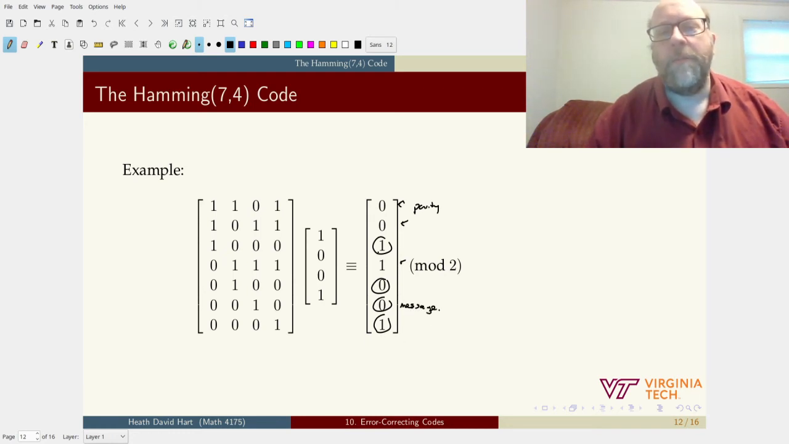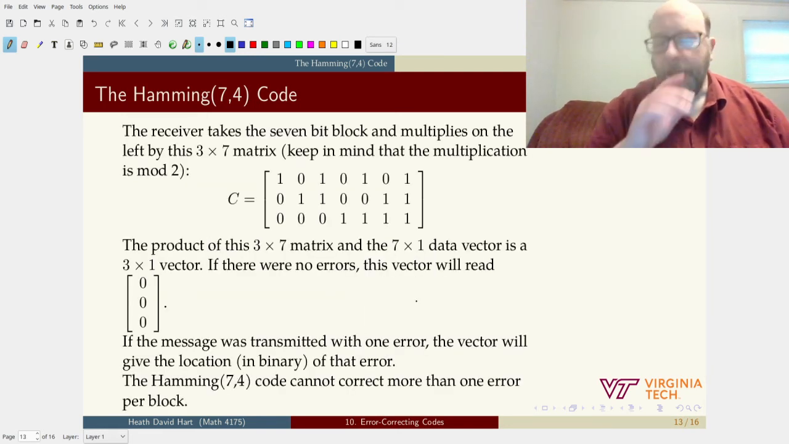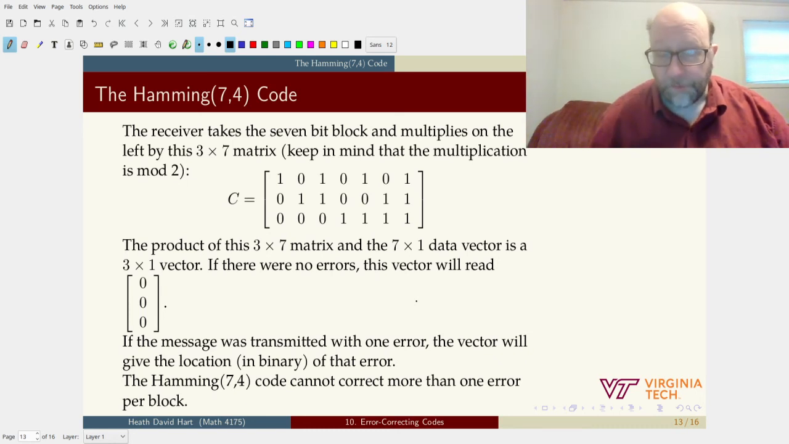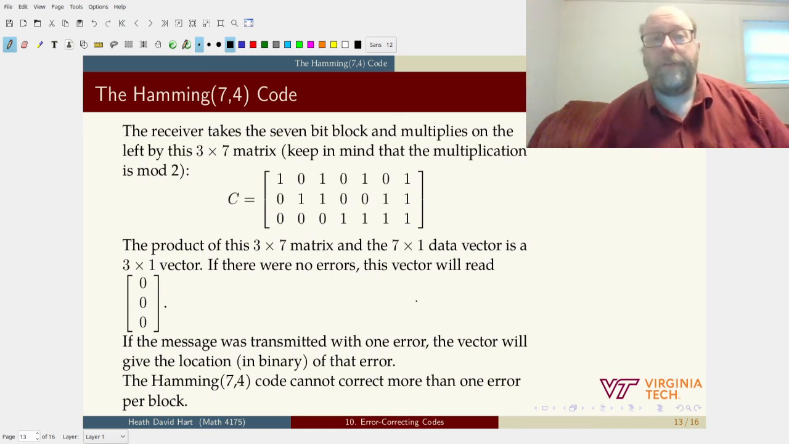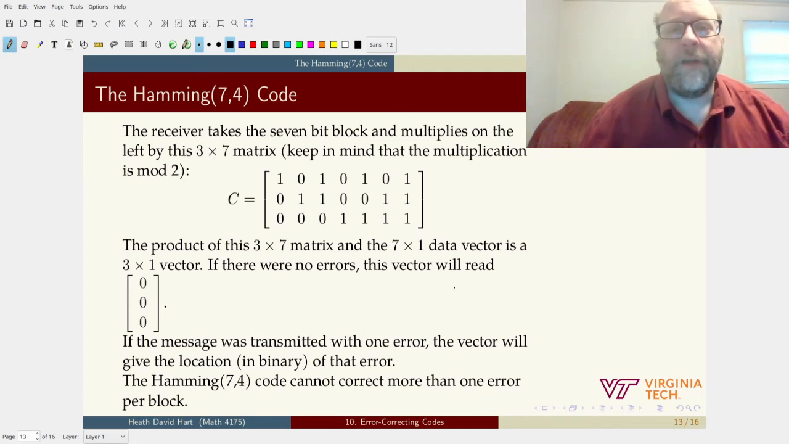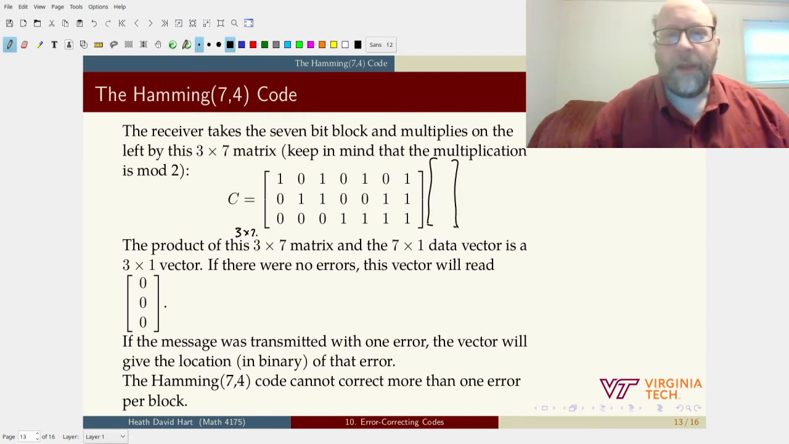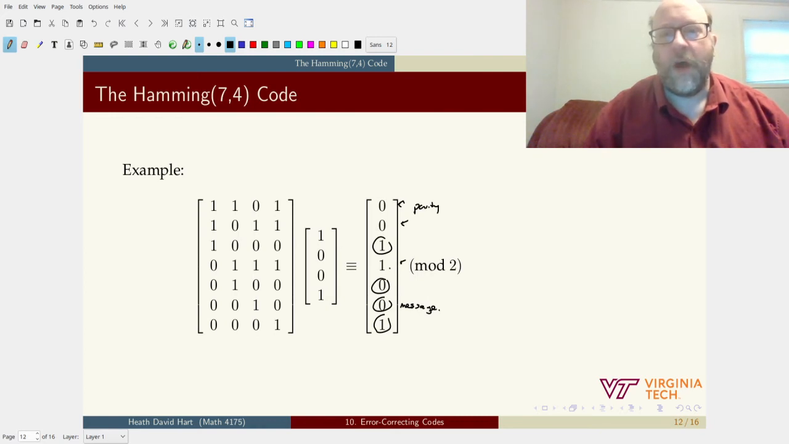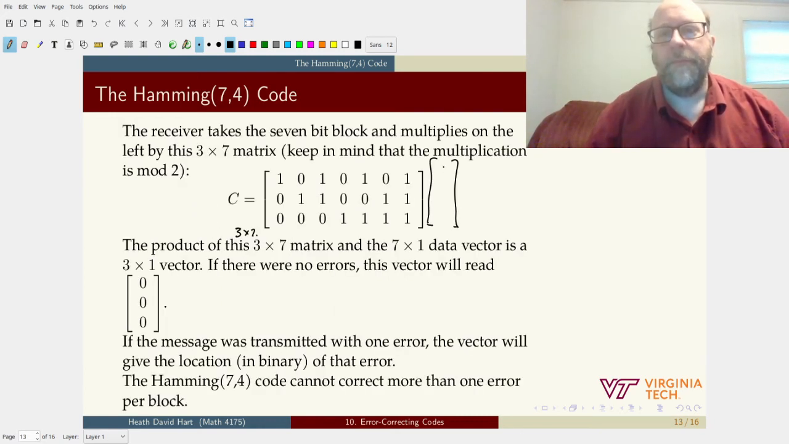And so we know that the message is going to be 1001 if, and this is an if, there were no errors. But if there was an error, here's how we're going to fix this. This is our decoding matrix. It's a 3x7 matrix. We're going to multiply it by the 7x1 matrix that we received. In the example here, 0, 0, 1, 1, 0, 0, 1.